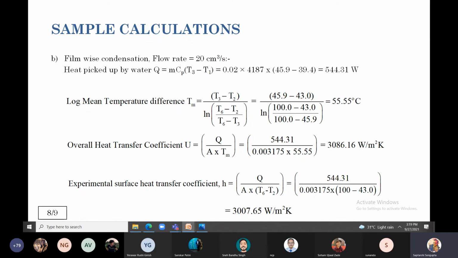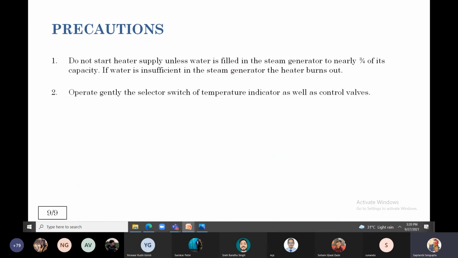So basically your job, your experiment involves calculating the overall heat transfer coefficient and the surface heat transfer coefficient for all the 6 observations that we have taken, that is 3 for drop wise condensation and 3 for film wise condensation. Now these are some of the precautions.